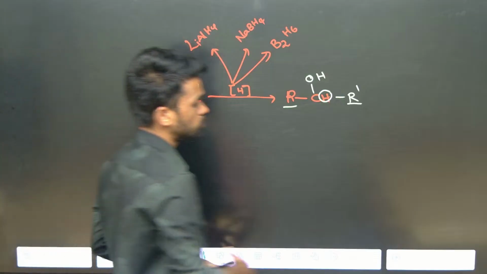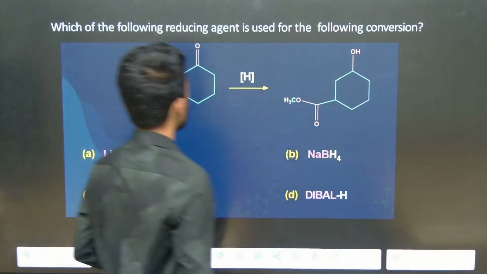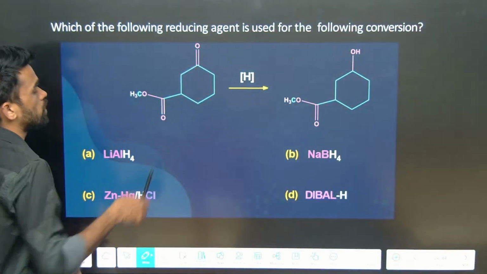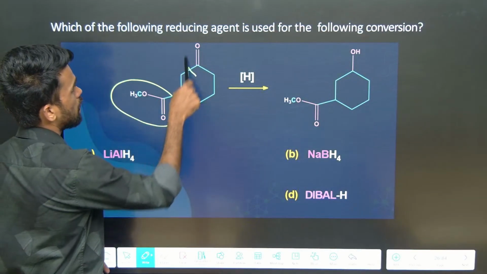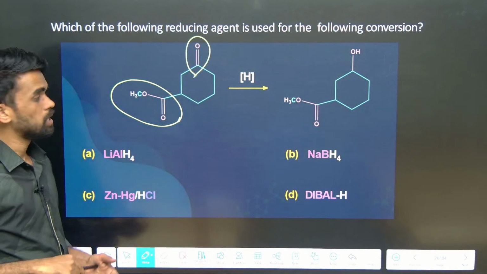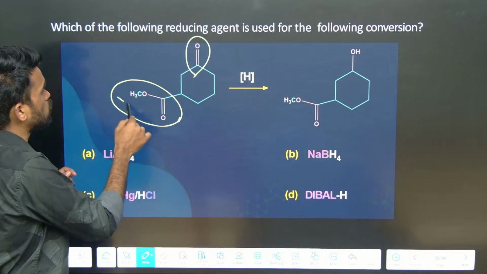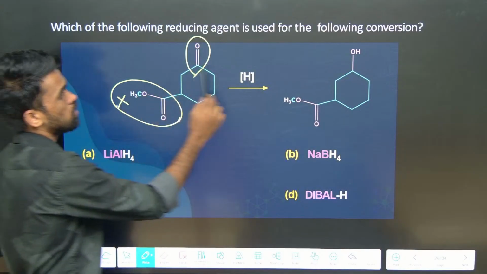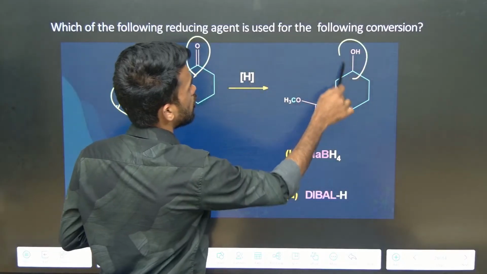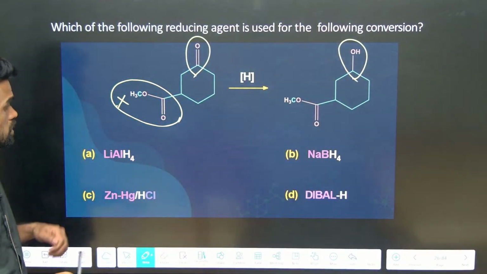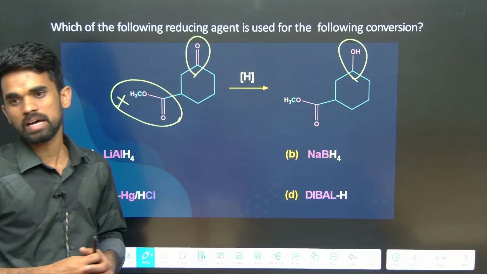Okay, so now here if you observe, there is a question. The question contains both an ester functional group as well as one ketone functional group. But if you observe, the ester functional group remains undisturbed, and only the ketone is converted into alcohol. So for this process, which reagent is suitable, they are asking.